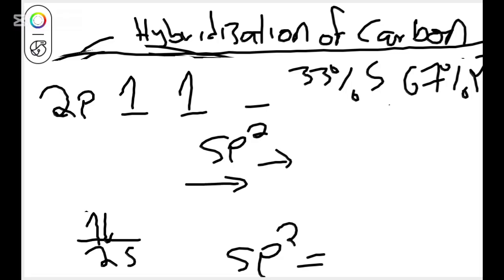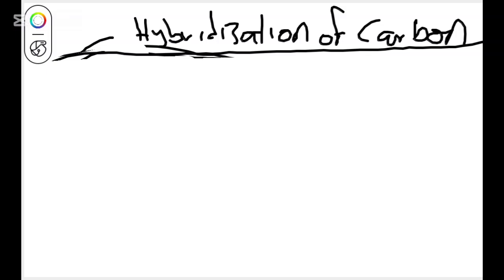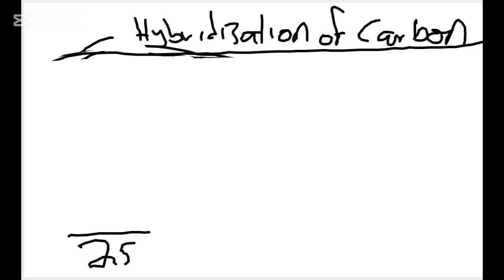and we are going to have 3 sp2 orbitals. So this is all about the sp2. This arrow is showing the hybridization. So now let's focus on the sp hybrid. So we have 2s here, and also we have 2p here.